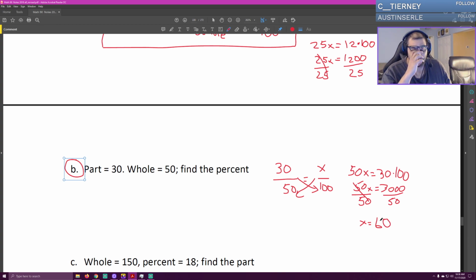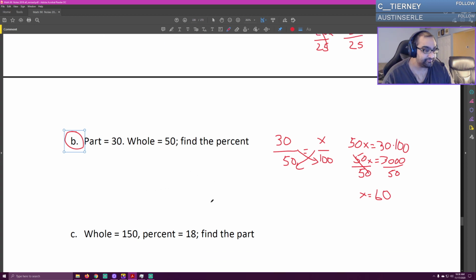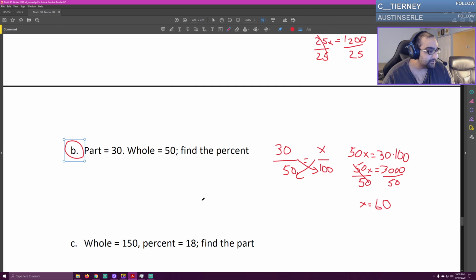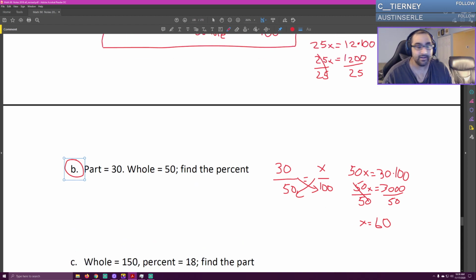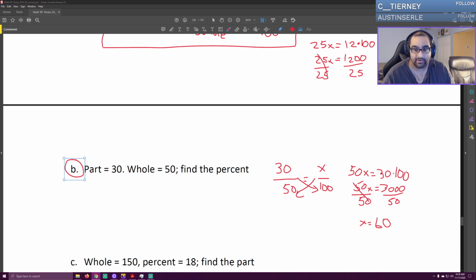Very nice. Nice job, Ola. All right. 60% is correct. Good. So once you know this setup and know where to plop in the numbers, all you got to do is do the same technique over and over again, and you should be able to find those answers lickety-split. Any questions so far?